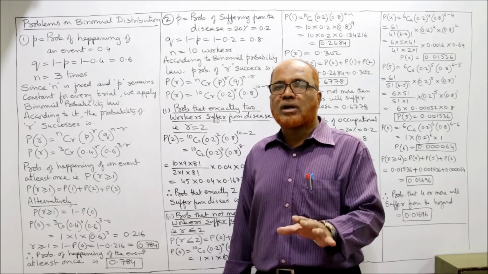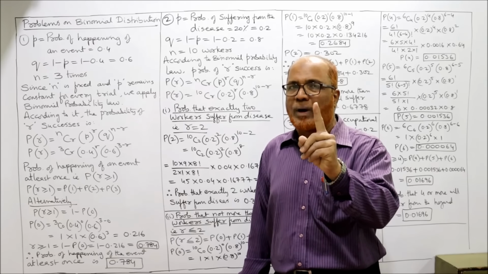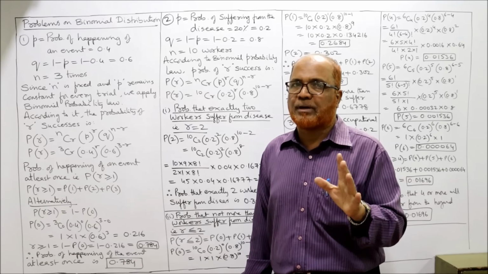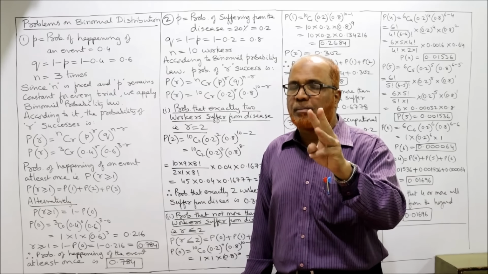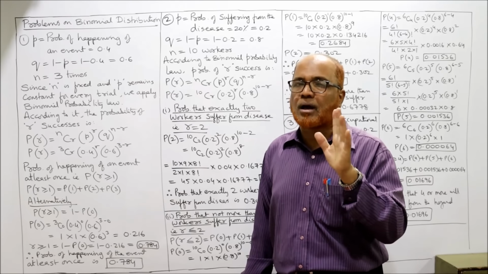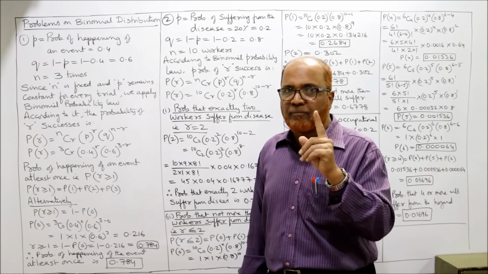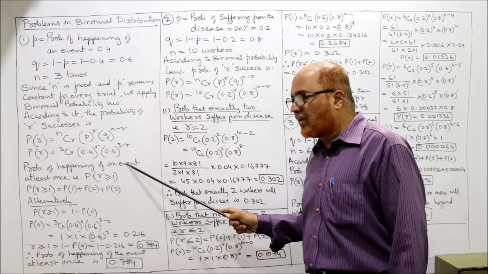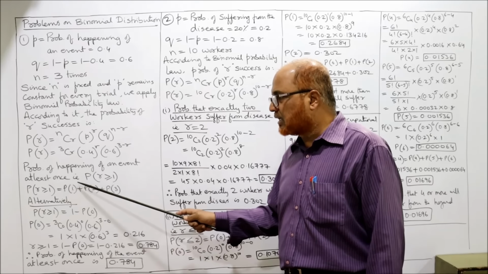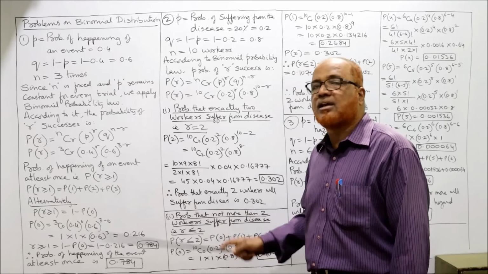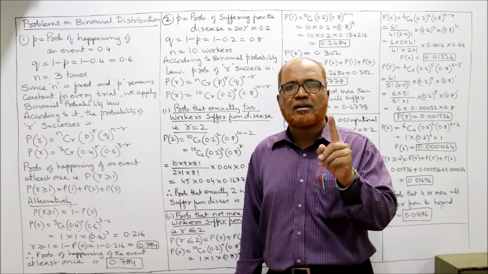क्वेश्चन क्या पूछ रहा? What is the probability that at least once the event should happen? At least once. यानी 3 बार में कम से कम एक बार। At least का मतलब होता है कम से कम, minimum. Minimum once. तो probability of happening of at least once, that is P of R greater than equal to 1.